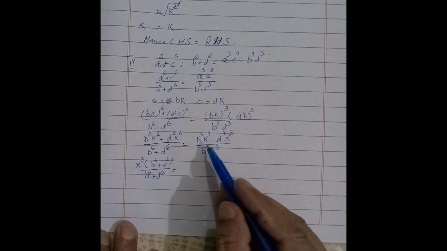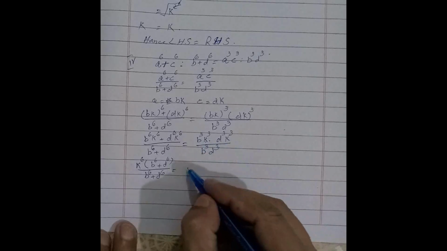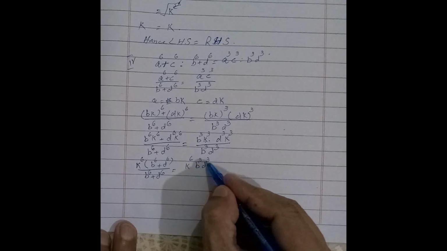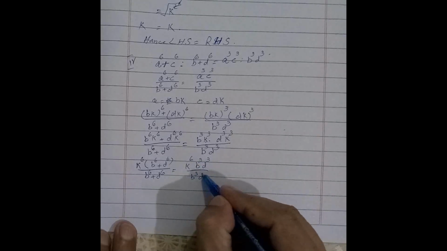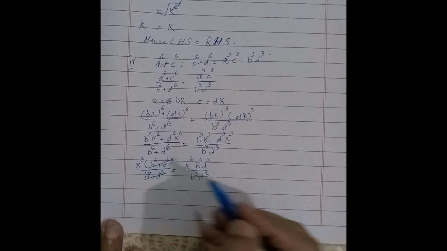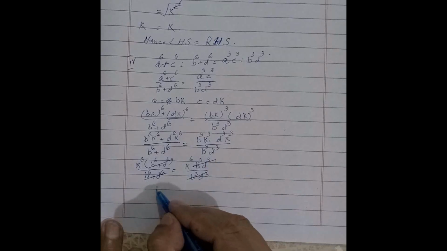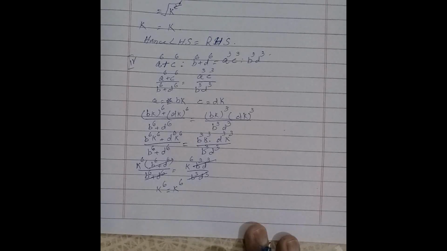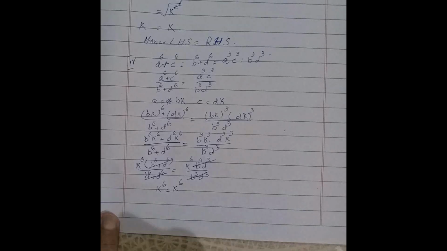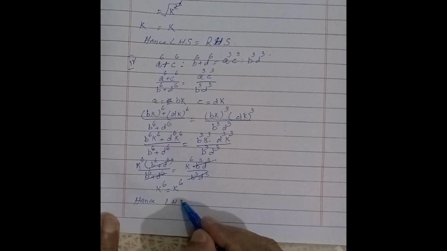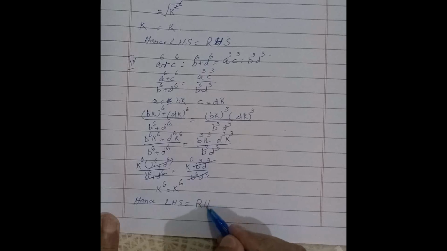It's equal to K^3 multiplied by K^3, we get K^6 into B^3 D^3 over B^3 D^3. Simplify, cancel these values with each other. We get K^6 is equal to K^6. Both are equal, so left hand side is equal to right hand side. Hence, left hand side is equal to right hand side.